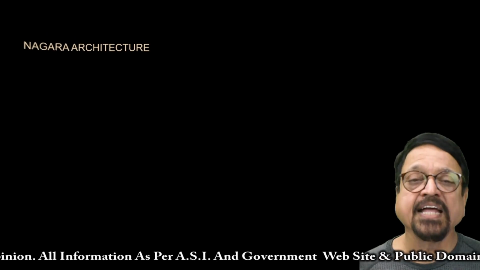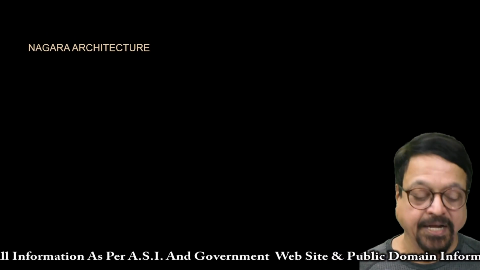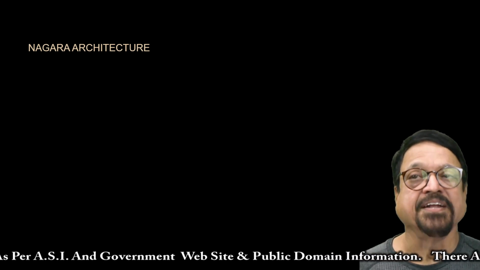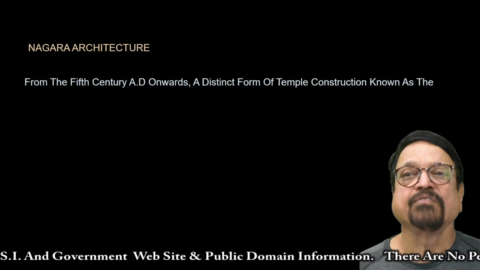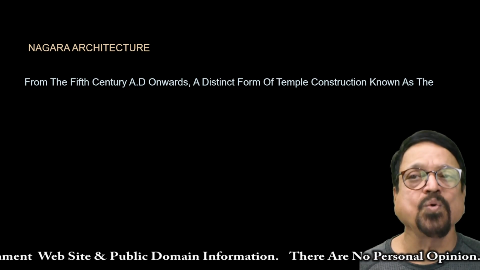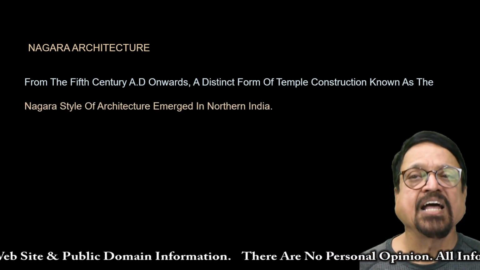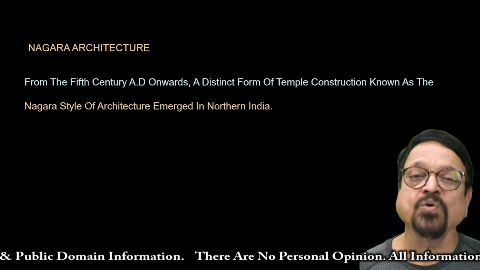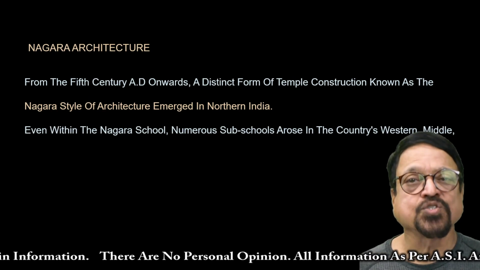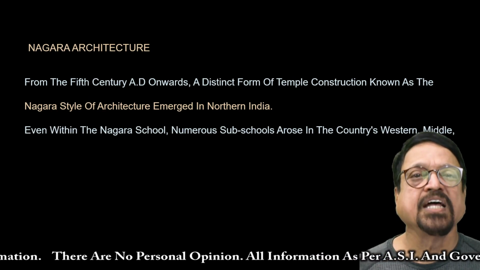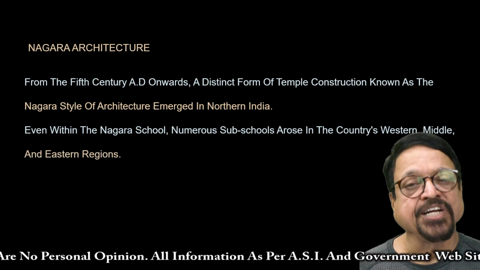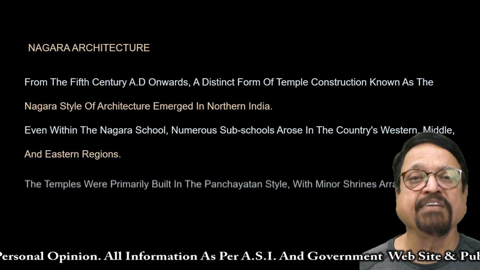So let's get going to the main Nagara architecture, after seeing in which way it differs from Dravidian. From the 5th century AD onwards, a distinct form of temple construction known as the Nagara style of architecture emerged in North India. So it originated from North India. Even within the Nagara school, numerous sub-schools arose in the western, middle and eastern regions of the country. So they were followed in different ways.